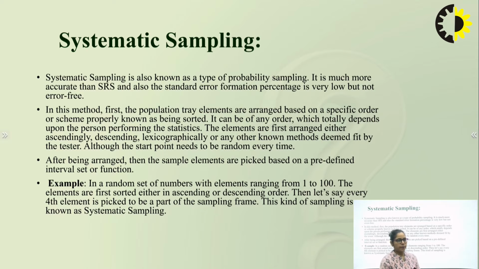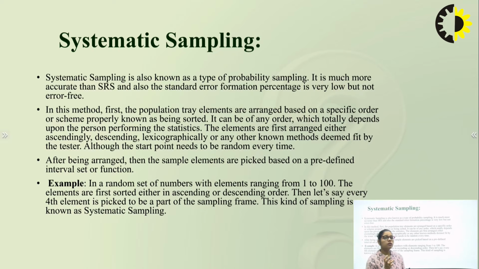Next is systematic sampling. Systematic sampling is also known as a type of probability sampling. It is much more accurate than simple random sampling, and the standard error percentage is very low, but not error free. Suppose we have a data set of students and we need to pick some students. So I will decide to choose all the students who have even roll numbers. This is an example of systematic sampling.